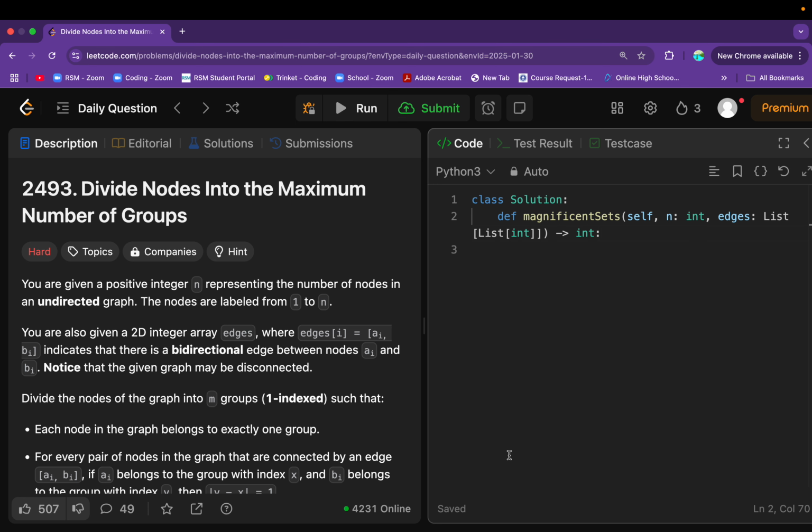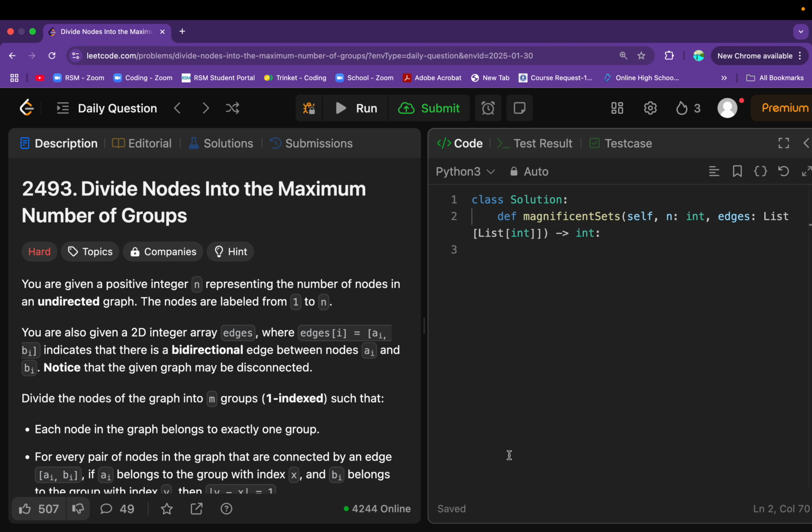Hey everyone, welcome back, and today let's solve LeetCode problem 2493, titled Divide Nodes into the Maximum Number of Groups. So we're given a positive integer n representing the number of nodes in an undirected graph, and the nodes are labeled from 1 to n, meaning we have n nodes.